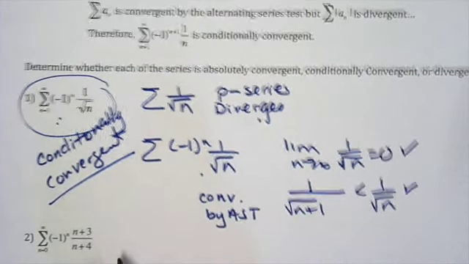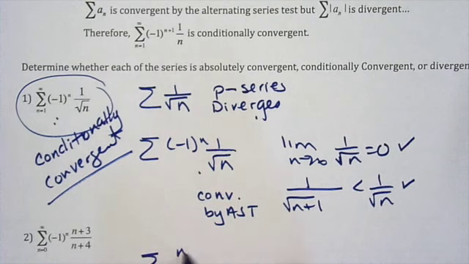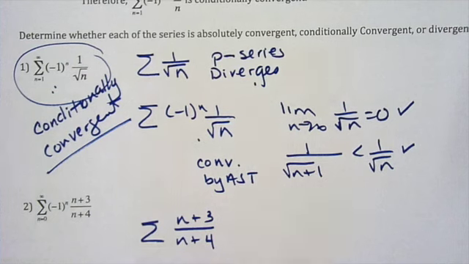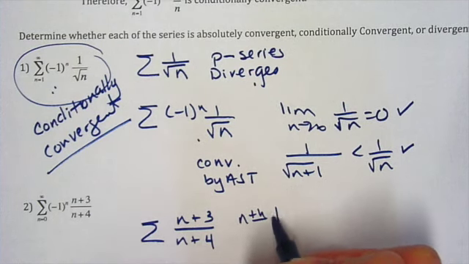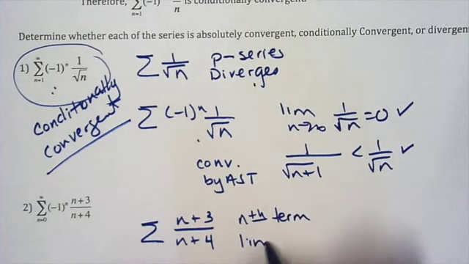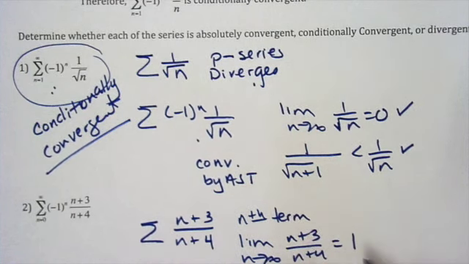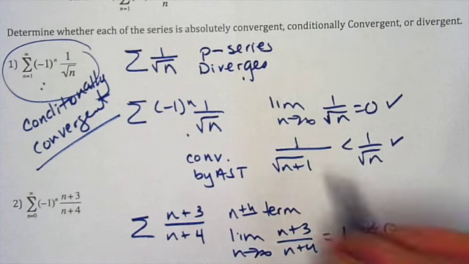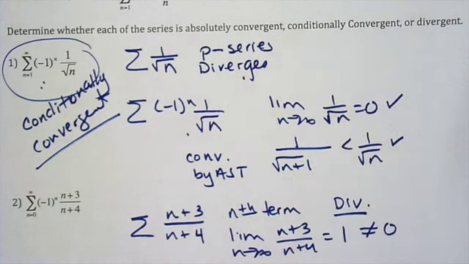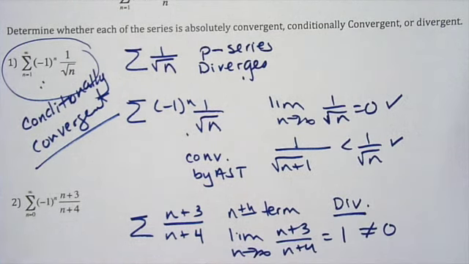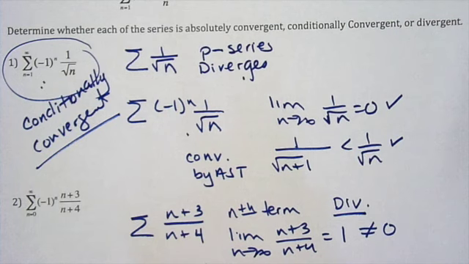Okay, let's look at the next one. Again, I always start with the absolute value piece. So let's look at this. Okay, and you need to figure out what test we're going to use. I'm going to use the nth term test on this one, because if I take the limit of this, the limit is 1, which is not 0, and the nth term test says if it's not 0, we know it diverges. Okay, and the series with the alternating signs is an alternating series.